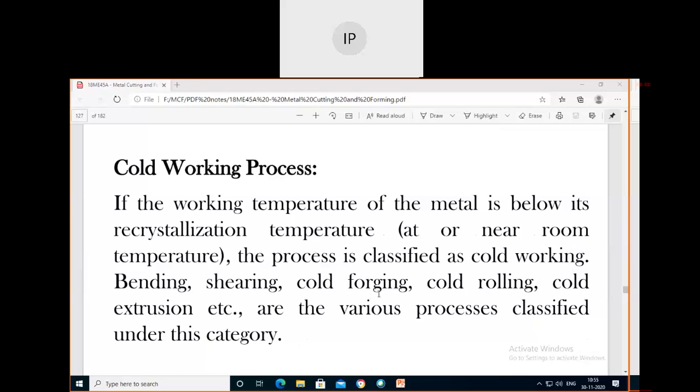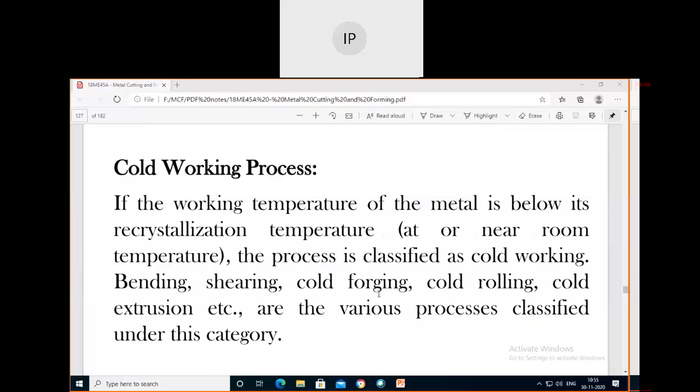If you see the cold working process, the working temperature of the material is below its recrystallization temperature or near room temperature. Many times in exams, the question is to differentiate between hot working process and cold working process. Let us write down the second question from module 4. The first question is: what is meant by metal working or metal forming process? In detail with a neat sketch, explain the different types of metal forming process.